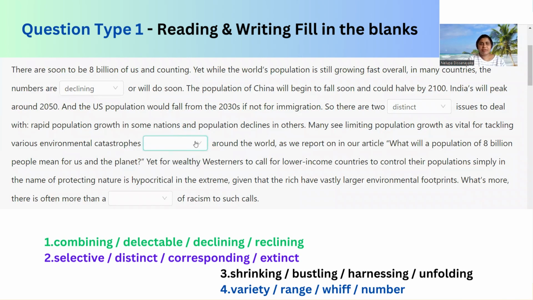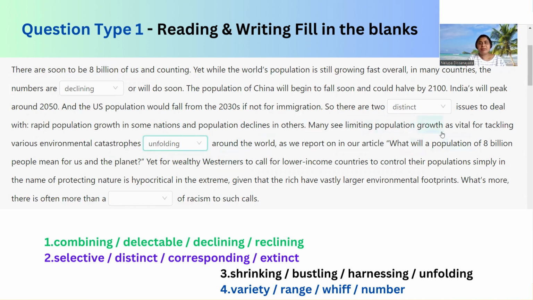Harnessing. The meaning of harness here is actually controlling. So environmental concerns controlling around the world. Actually, based on the meaning, that also doesn't go in here. So based on the elimination strategy, we definitely have to select this one. What is unfolding? Unfolding is some kind of spreading around the world. So now here, based on the meaning, the best suited answer is unfolding.